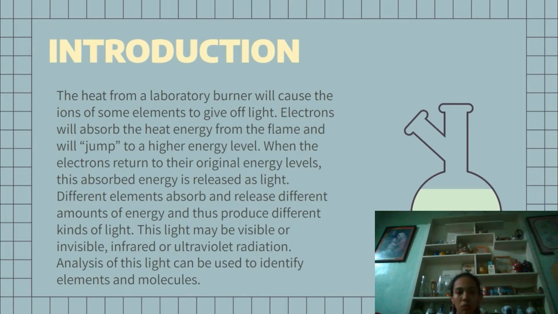The heat from a laboratory burner will cause the ions of some elements to give off light. Electrons will absorb the heat energy from the flame and will jump to a higher energy level. When the electrons return to their original energy levels, this absorbed energy is released as light.